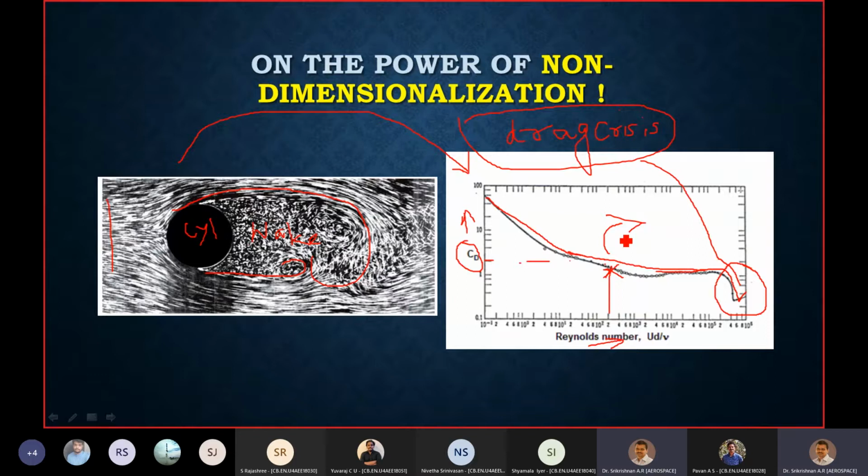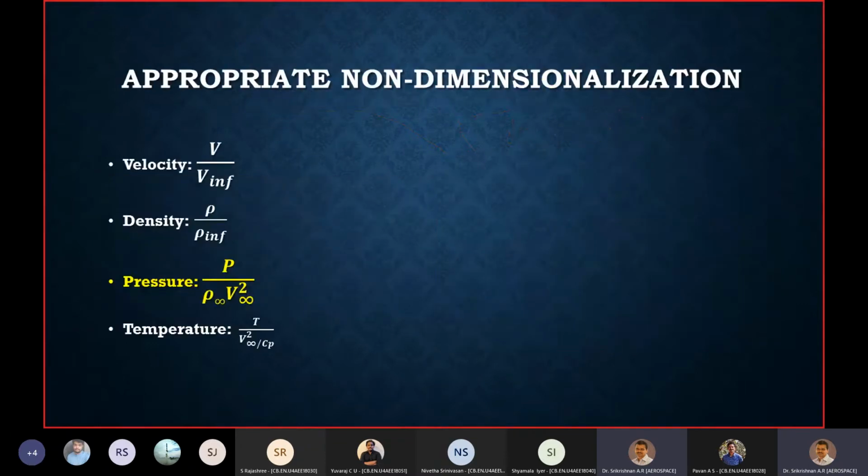Okay, so probably it is very obvious to you, but I am trying to repeat it so that the key topic that we are talking about is non-dimensionalization. So I want you to be aware of why non-dimensionalization is important. That's why I just took this famous graph to drive the concept home. Anyway, so we get back to our business.